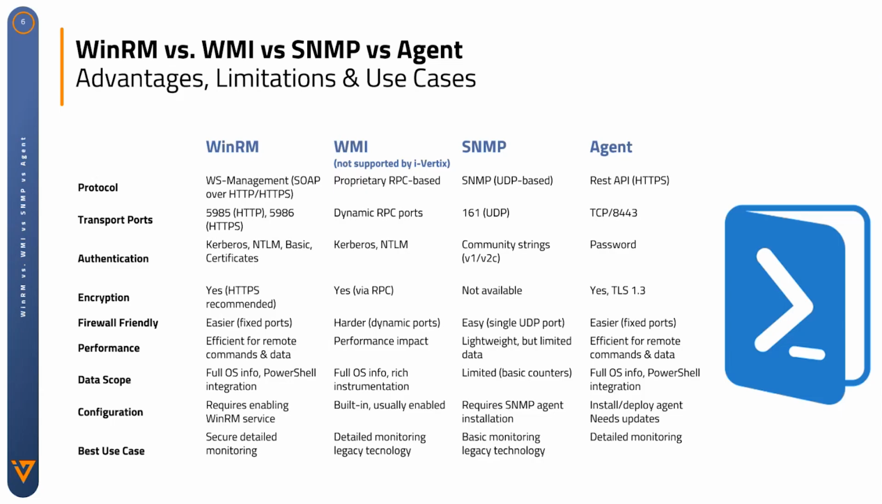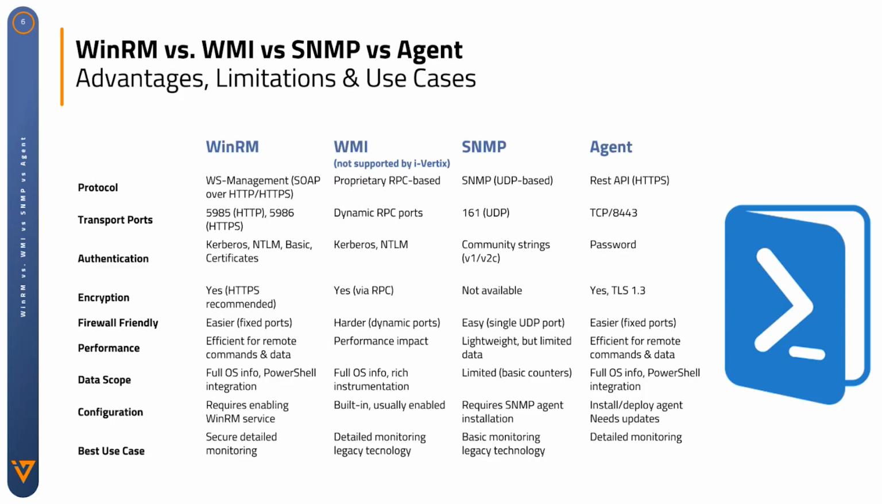WMI is completely proprietary Microsoft. SNMP is classical SNMP, but Microsoft unfortunately only has SNMP version 1 or 2 available, no SNMP version 3. The agent that we use has a REST API integration, so it's also encrypted. This is classical REST API.